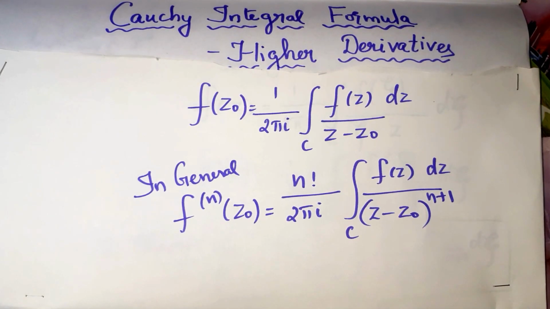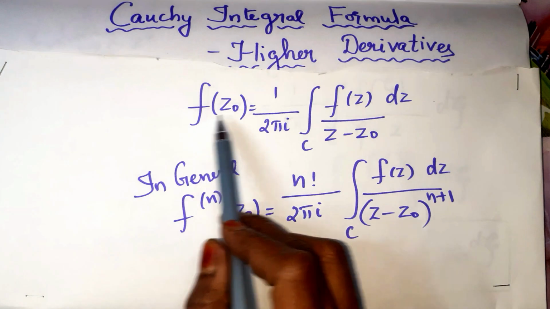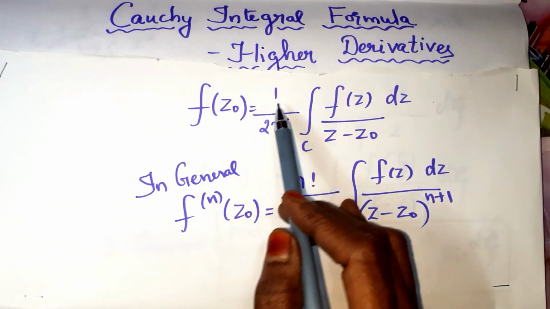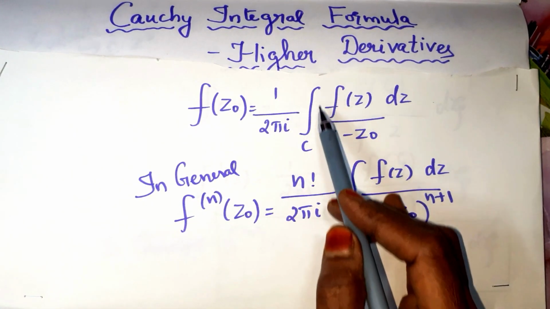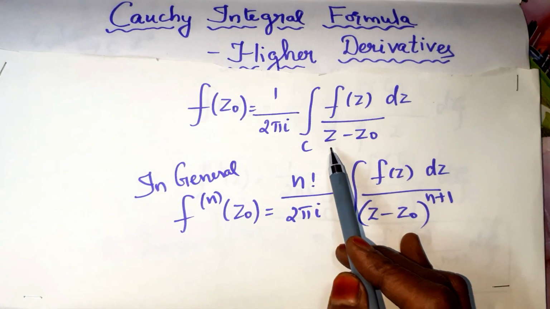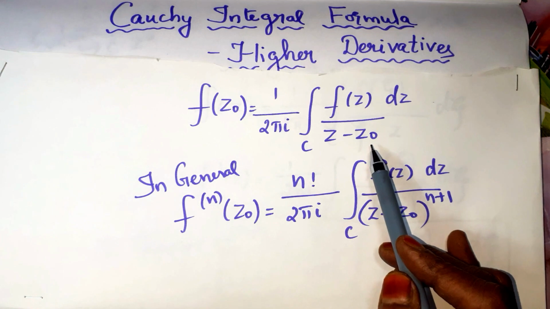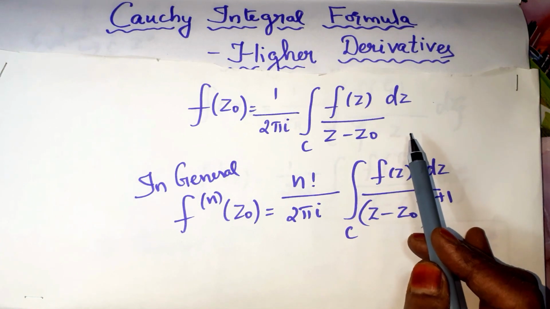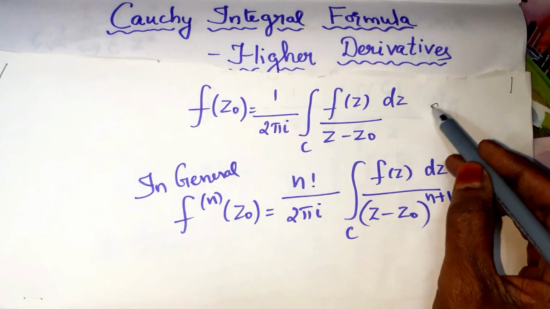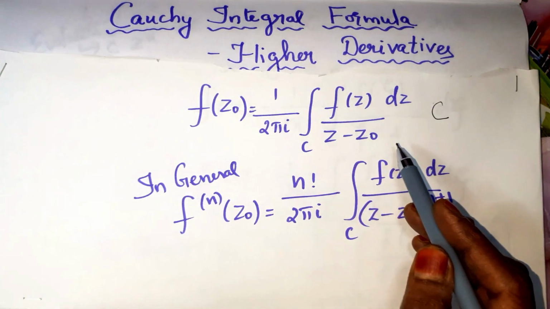Hello students, today we are going to see about Cauchy integral formula for higher derivatives. In my previous videos, we have learnt about Cauchy integral formula and we did problems using this formula. f of z0 is equal to 1 by 2 pi i integral over c f of z by z minus z0 dz, where z0 is a point which is lying inside the curve C given. Okay, so we did problems.